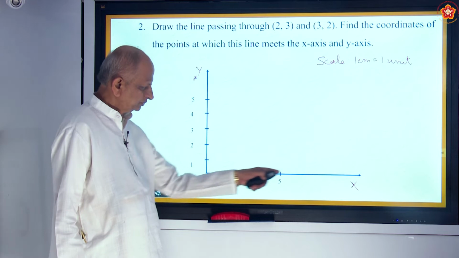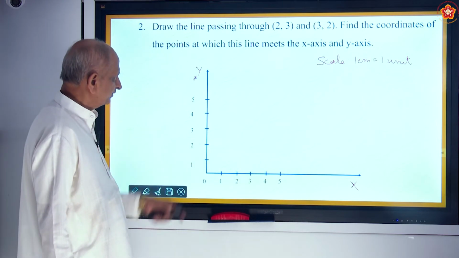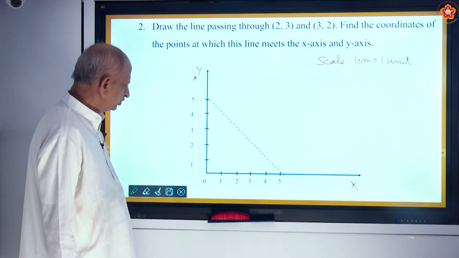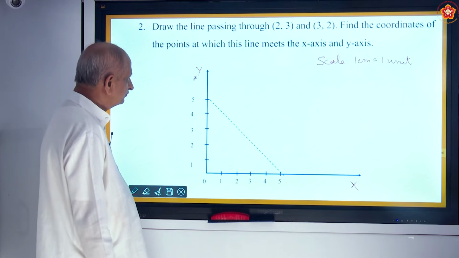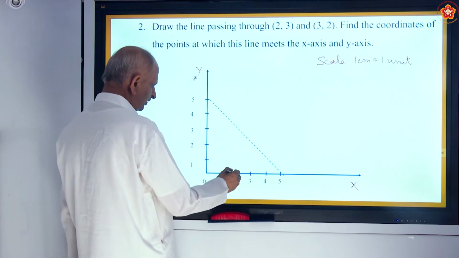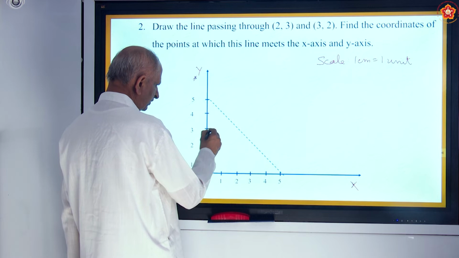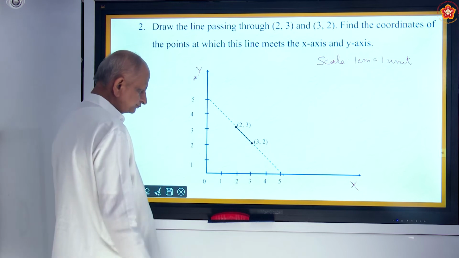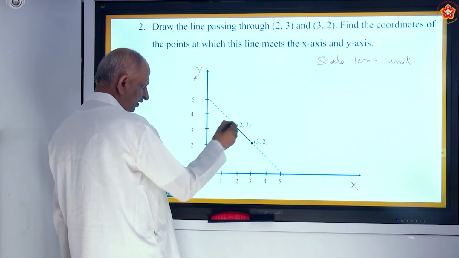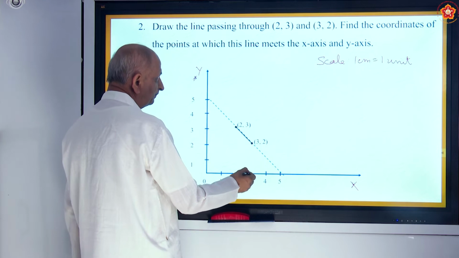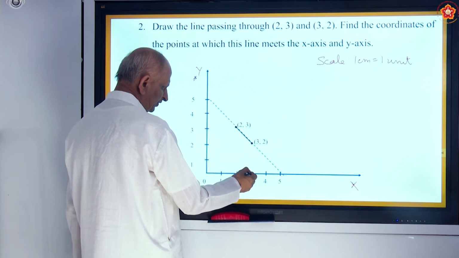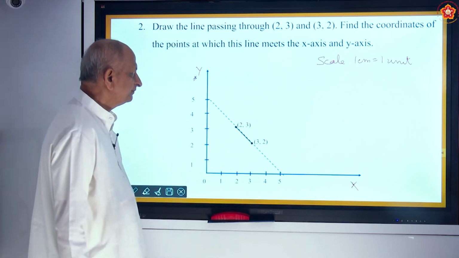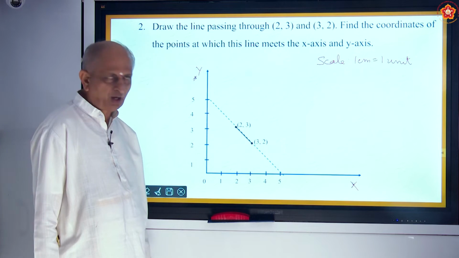Taking O, drawing the x-axis and y-axis. Then you are asked to mark the point 2, 3. See, 2, 3. 2 is here on the x-axis. 2, 3 comes here, and the point 2, 3 is marked. And here the next point is 3, 2. X-axis 3, y-axis 2. Join that. So that is the line. That is the line you are expected to draw.